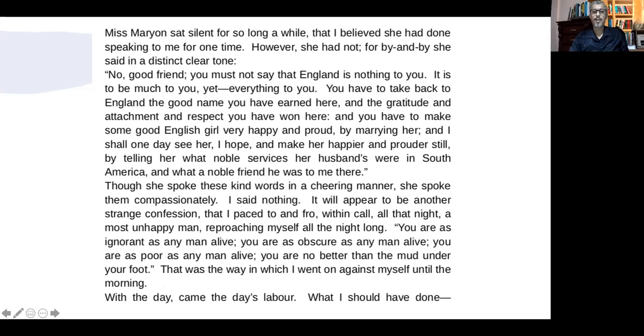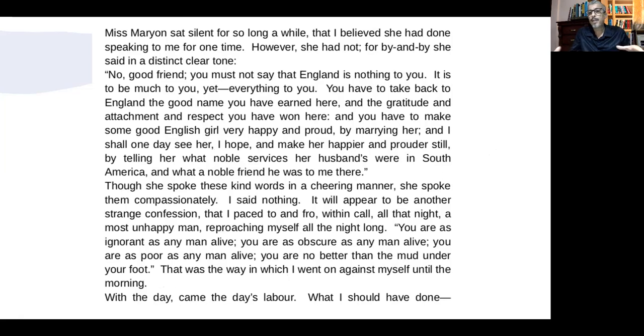"This was the message. And then, you have to make some good English girl very happy and proud by marrying her. And I shall one day see her, I hope, and make her happier and prouder still by telling her what noble services as a private in the army."